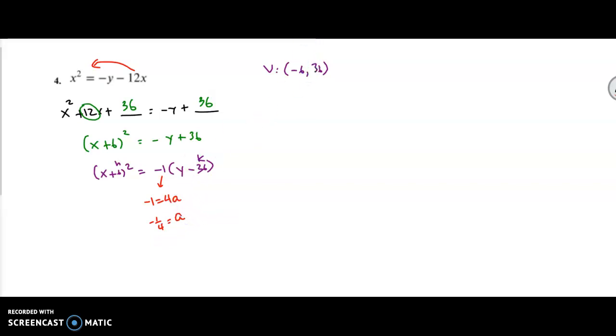Okay. So I'm going to backtrack a little bit. So we don't want the negative, since a is an absolute value. Okay. So when we set that up, we're going to drop the negative sign. So a is 1/4.